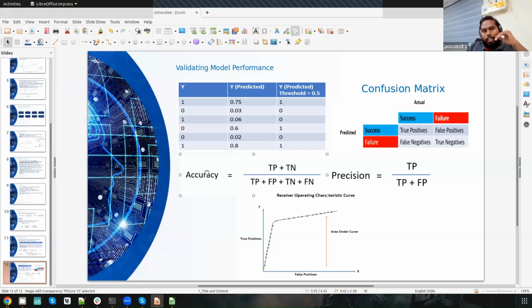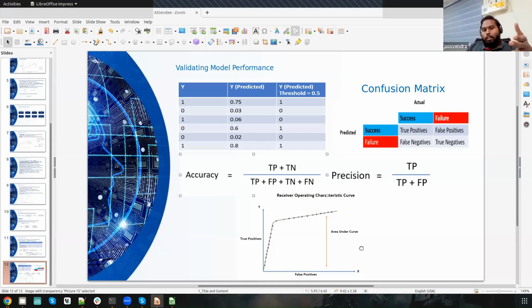So this is one of the metrics: accuracy equals true positives plus true negatives divided by the total of all. The same goes for precision. If I want to go only for true positives, they will go for this particular metric, to see how my model is doing. And at the end, they will go for this curve called the receiver operating characteristic curve.